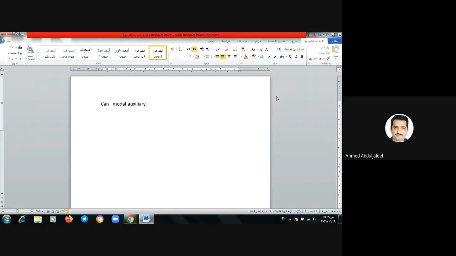But if I say ability, what is ability? Ability is the meaning of can when I say, for example, I can print. What is I can print? It is the context in which can is used to express ability. So this is form, modal auxiliary, and this is function. Got it or not? Just tell me.